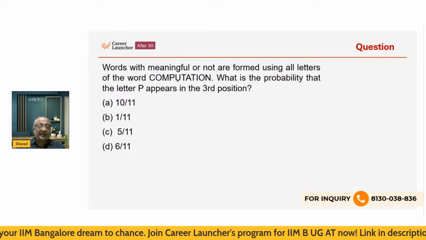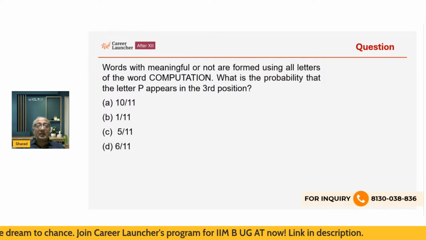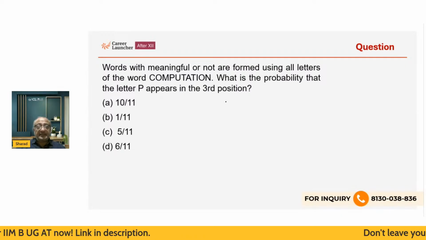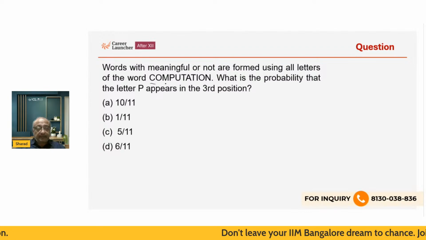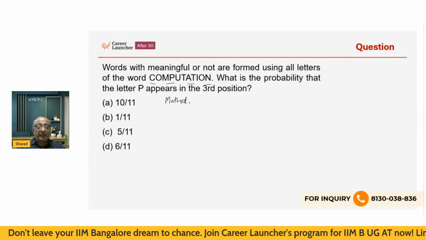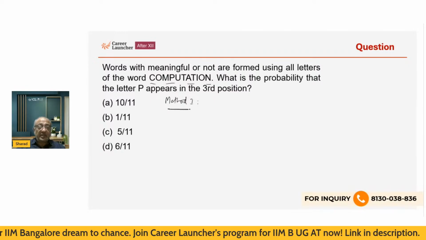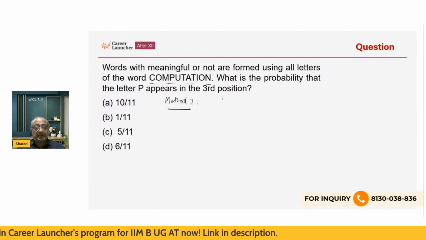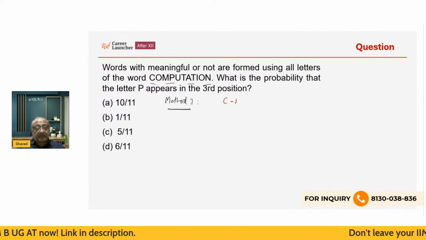Now, this is a simple kind of question. Words, meaningful or not meaningful, are formed using all letters of the word computation. What is the probability that letter P occurs in third position? How many letters are there? Suppose you are doing it in a faster fashion. Let me tell you a traditional method, number one. Then I'll also tell you a method which is slightly lengthier, or maybe you will take more time in doing that. So simply do this stuff.